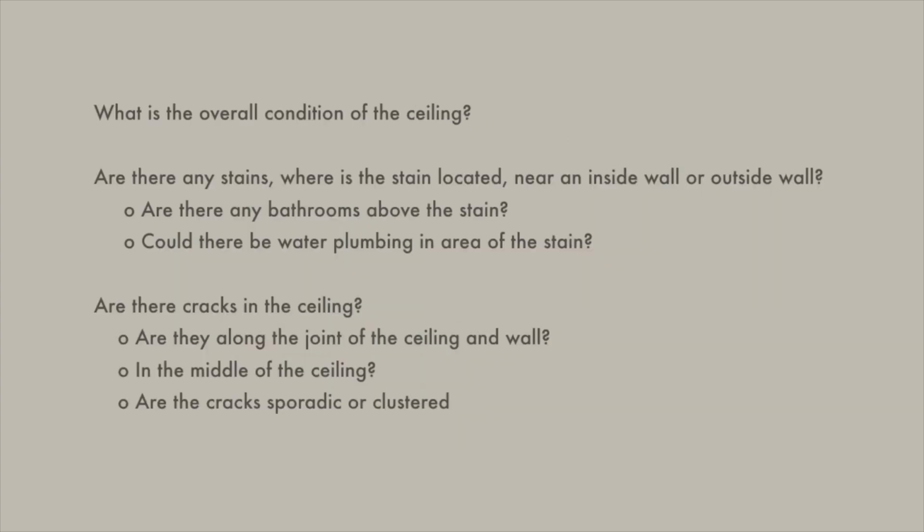As a home inspector, there are a few visual key indications of potential defects. What is the overall condition of the ceiling? Are there any stains? Where is the stain located? Near an inside wall or outside wall? Are there any bathrooms above the stain? And could there be any water plumbing in the area of the stain?